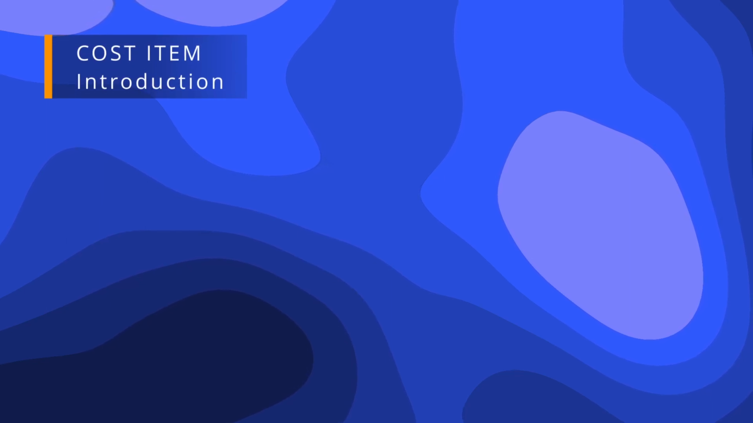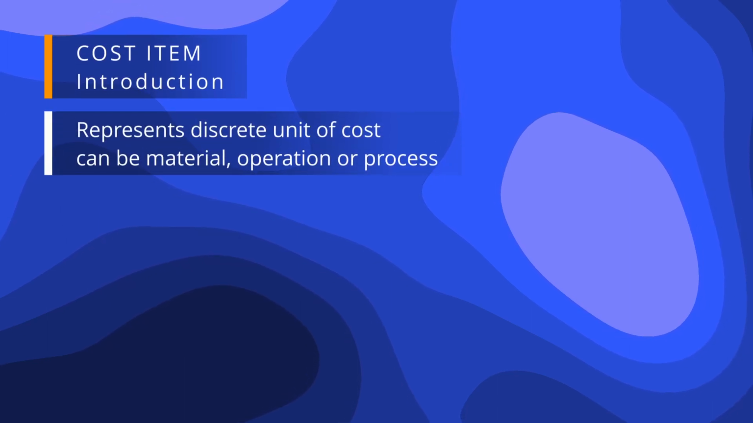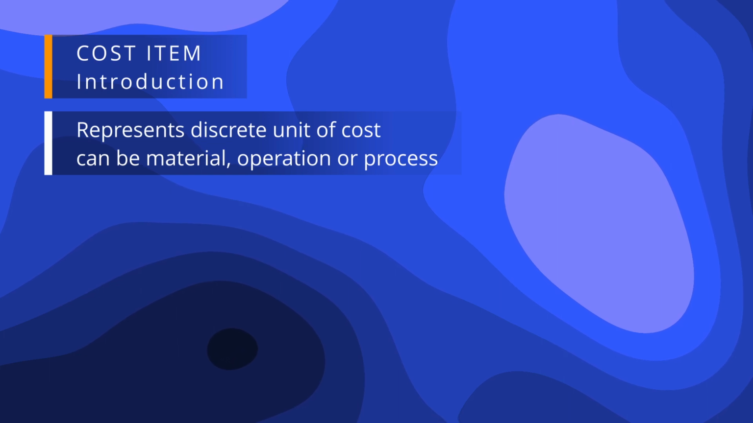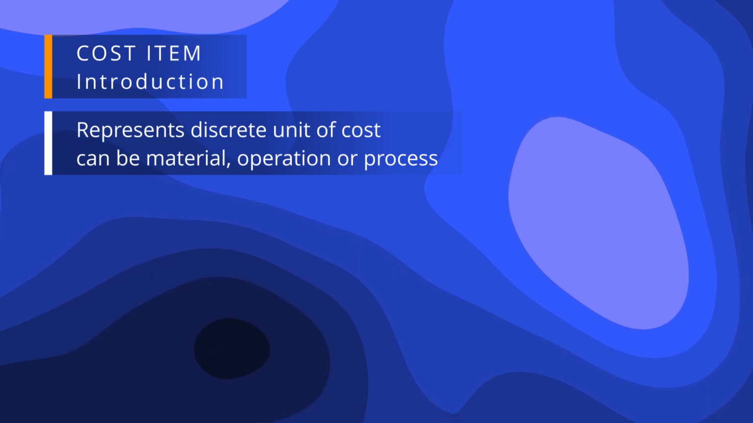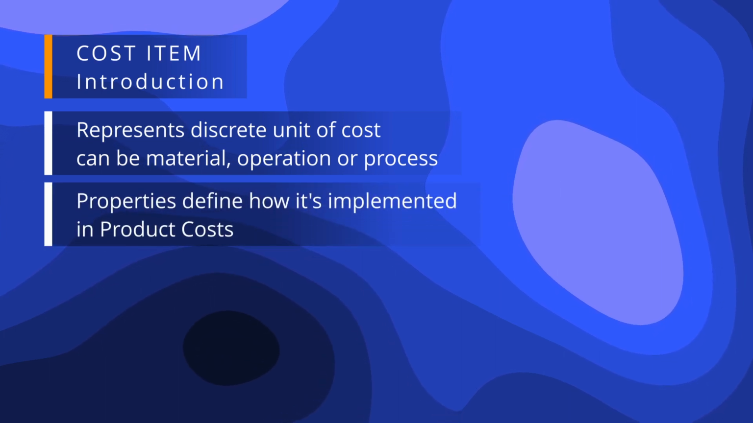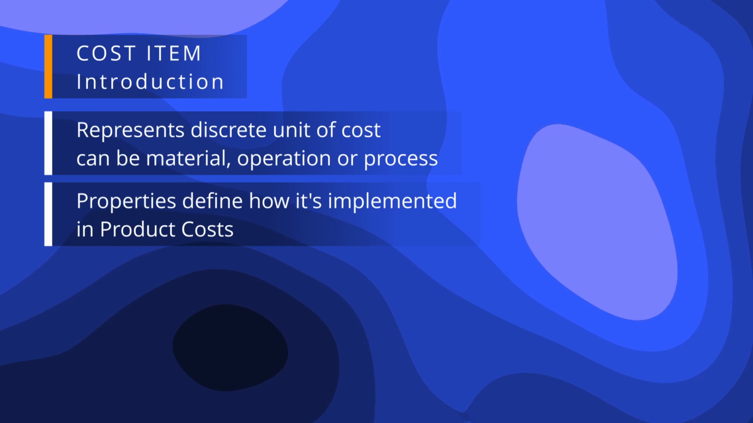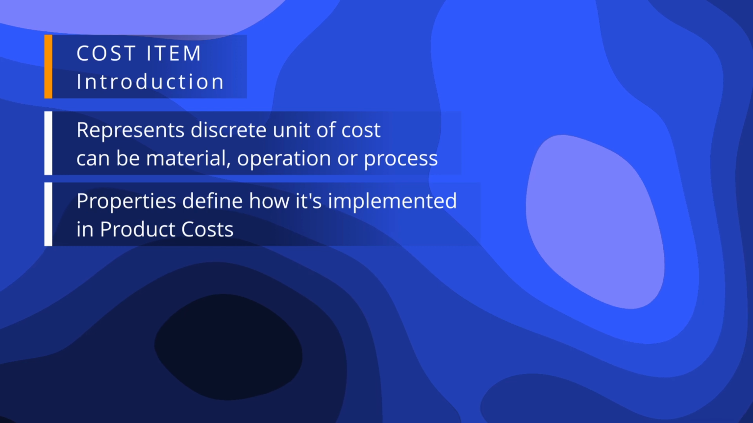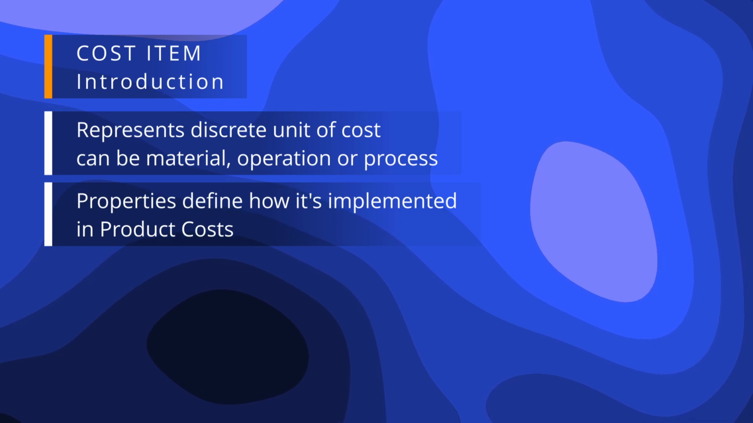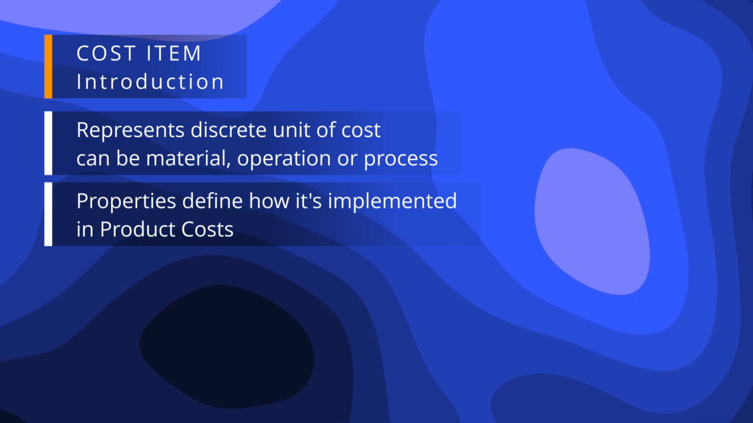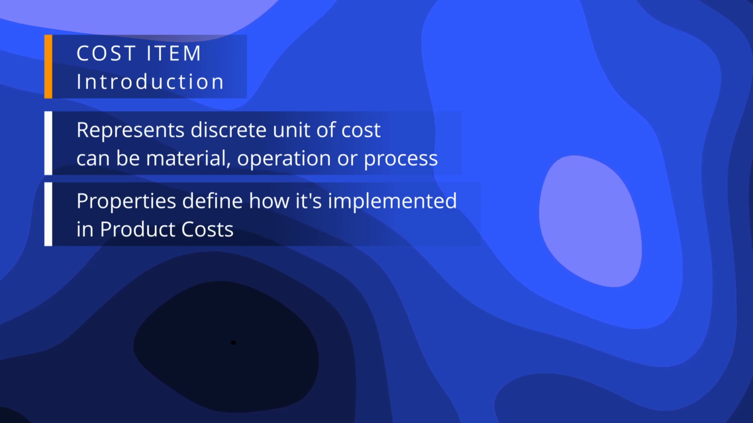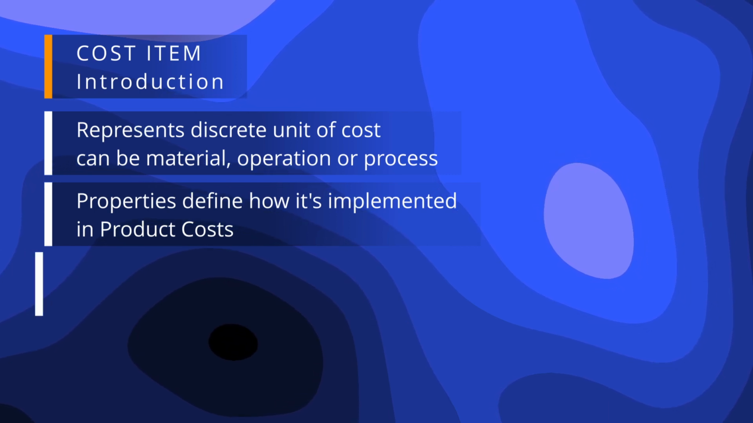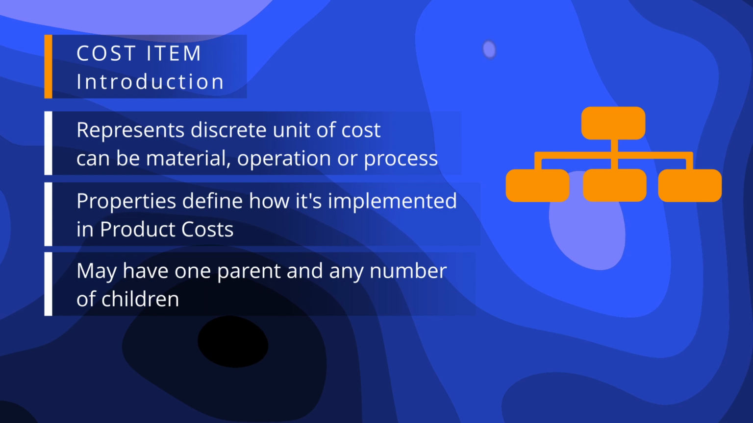Right, let's get started. The building block of a cost structure is the cost item, which represents a discrete unit of cost. It could be a material, an operation, or an entire process. A cost item really only has one job: to define how it should be implemented as a product cost item. You control how this happens by defining its relationship to the other cost items in the cost structure and by setting its properties. Let's talk about relationships first.